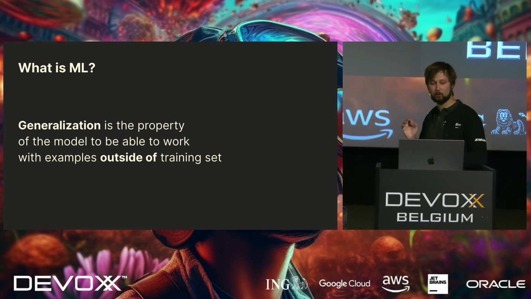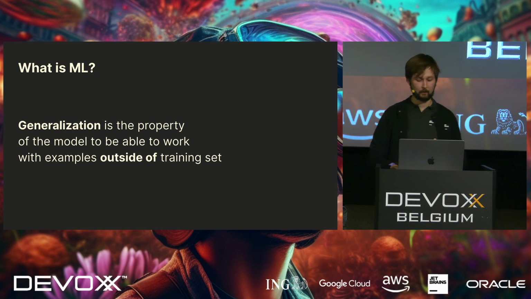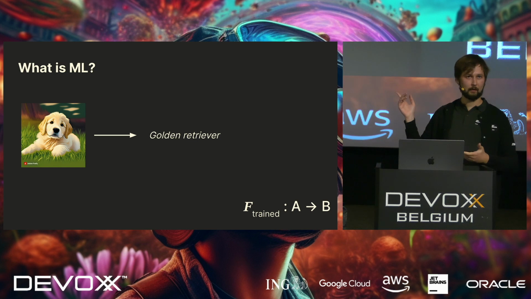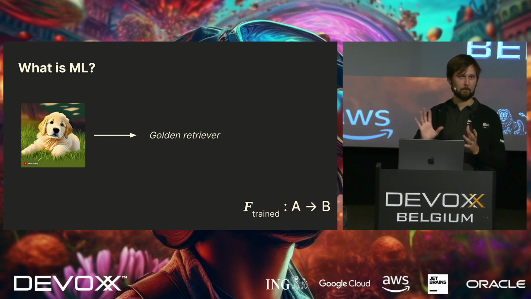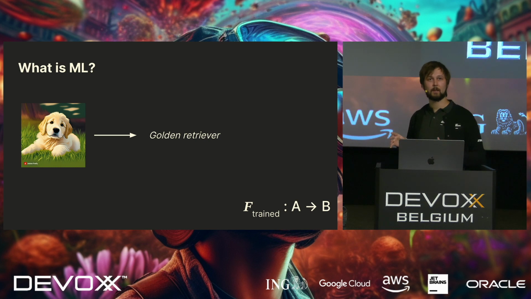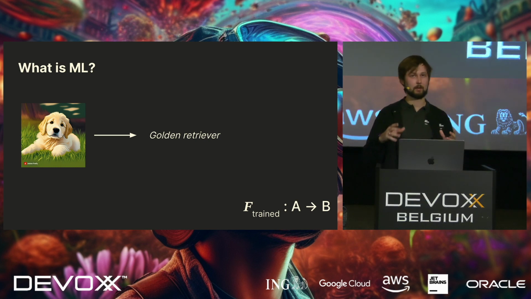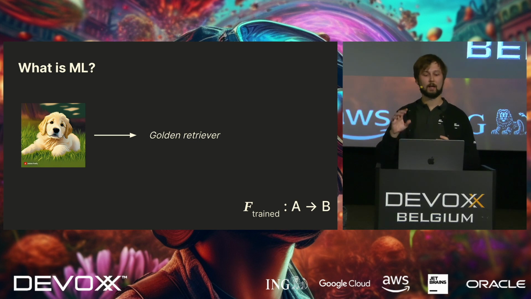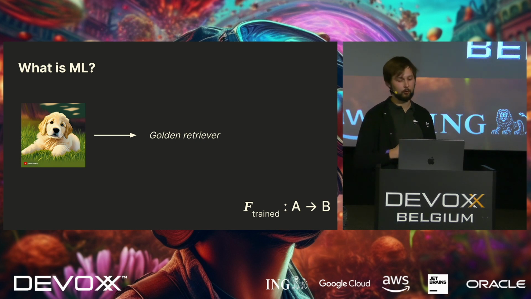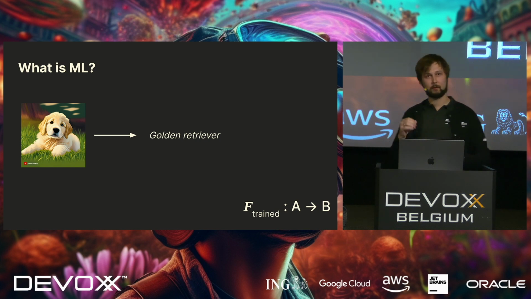Generalization is the property of the model to be able to work with examples outside of the training set. With it, we expect that our trained model would also understand that this image is also a golden retriever. It's a bit different. All the images are generated by Adobe Firefly, so it's AI-generated also. This image is a bit different, but our model should understand that it's not about specific image bits. It should take a look at the fur of the animal and the color of the animal, and understand that this is most likely a golden retriever. Generalization is extremely important, because without it, no machine learning works.